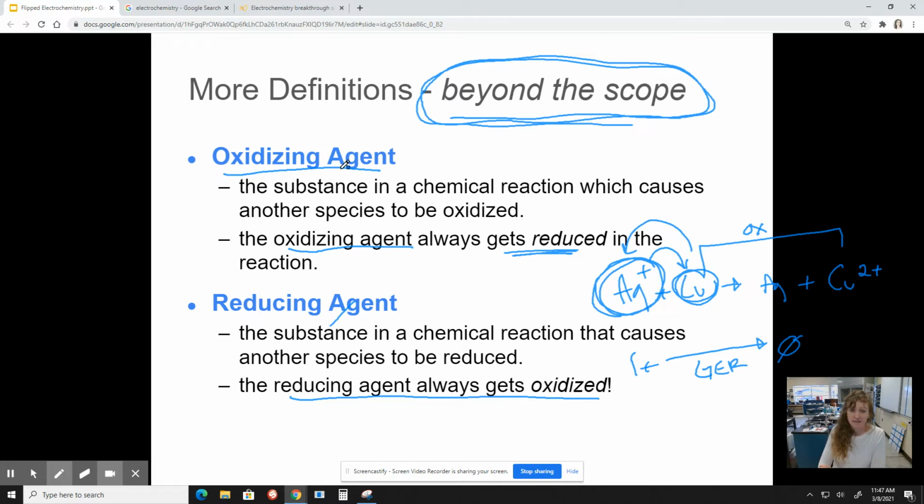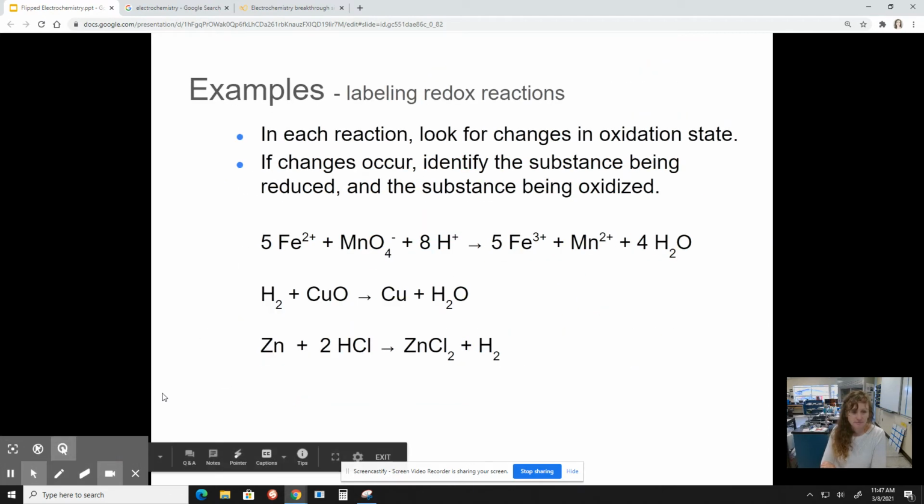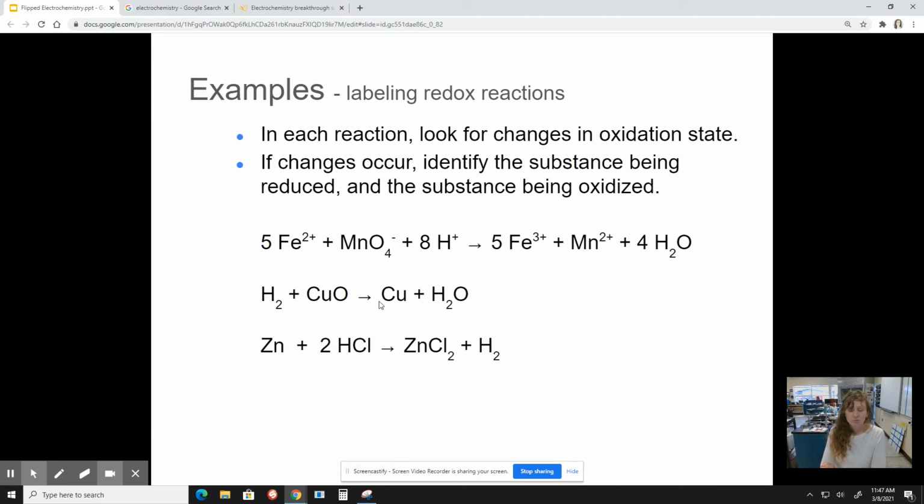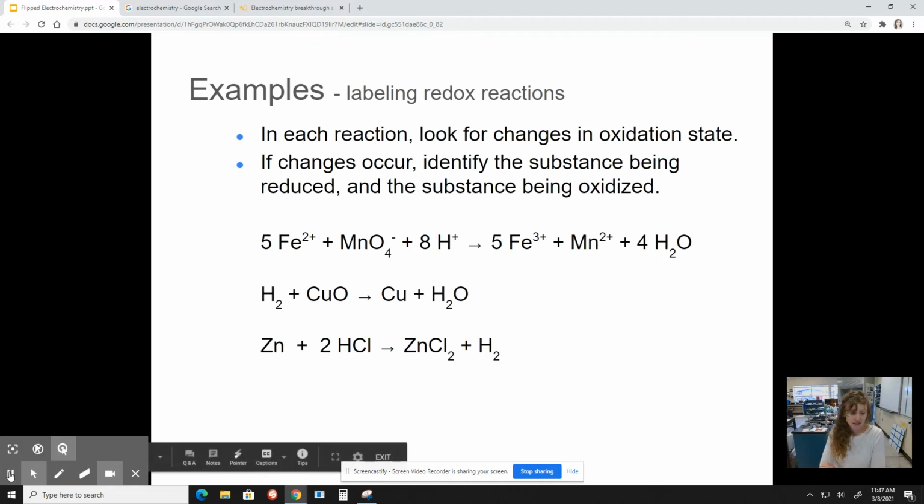You might want to just write these definitions down so that if you come across it in literature, you at least have something to reference back to. But they will not test you on this terminology. And if you come across it in the book questions, you can skip those book questions. Okay, so we can practice oxidation states a little bit more on these reactions in class.